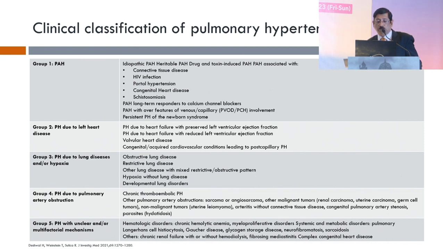The pulmonary obstruction may also be due to sarcoma, angiosarcoma, other malignant tumors, renal carcinoma, uterine carcinoma, germ cell tumors, even non-malignant tumors like leiomyoma, or the connective tissue disorders. Connective tissue disorders, the most important being scleroderma, or progressive systemic sclerosis. Hydatidosis also may play a role. Last comes group 5, where the etiology is unclear, including hematologic disorders, chronic hemolytic anemia, storage disorders like Gaucher's disease and glycogen storage disease, neurofibromatosis, sarcoidosis, or complex congenital heart lesions.